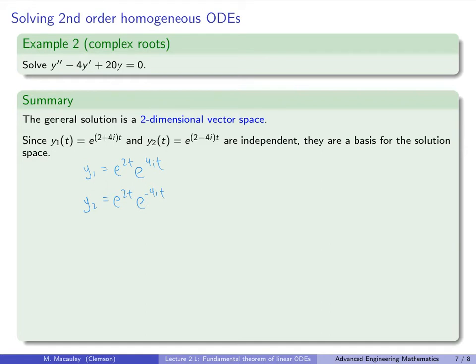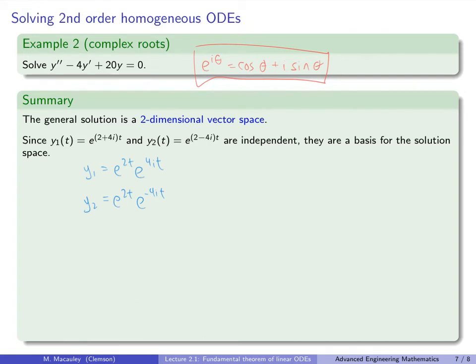Now, do you remember Euler's formula? This is a good one. You should remember this. e to the i theta for any angle theta is cosine of theta plus i sine of theta. Super useful and also pretty incredible. So let's apply that to each of these complex exponentials.